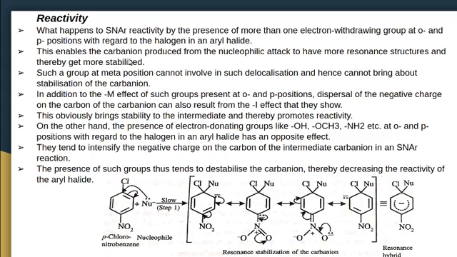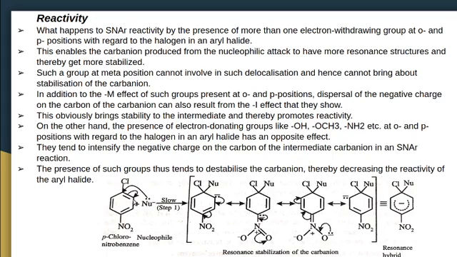This enables the carbanion, that means the presence of electron withdrawing groups at ortho and para positions enables the carbanion formed from the nucleophilic attack to have more resonance structures and thereby get more stabilized. That means the electron withdrawing groups are also involved in the resonance structures. Here you can see the nitro group is also involved in the resonance structure formation. So that will stabilize the carbanion.